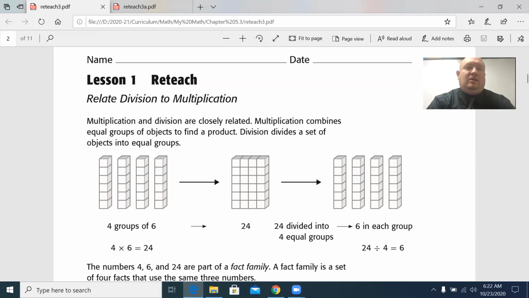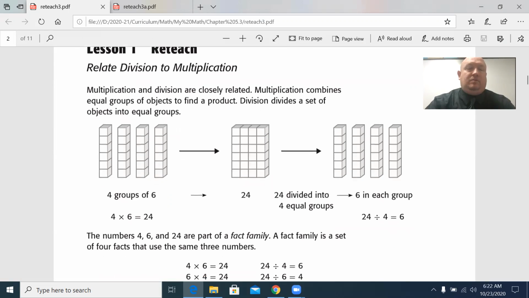So the top of this document says multiplication and division are closely related. Multiplication combines equal groups of objects to find a product. Division divides a set of objects into equal groups. They're what we like to call inverse operations. They're opposites of each other.